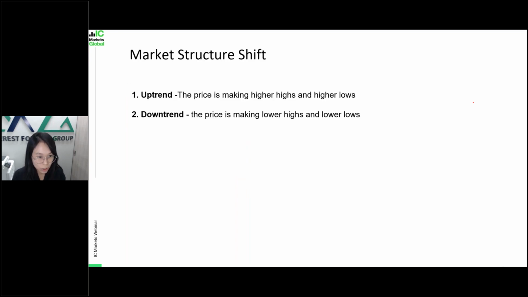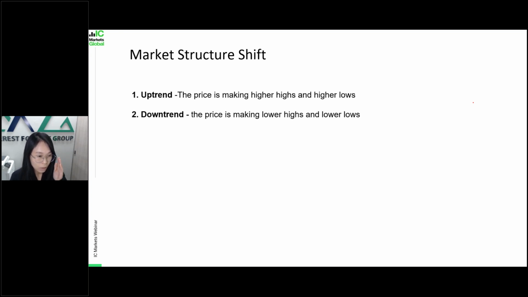Market structure shift, which is a change of trend. In short, it is represented by a level on the chart where the previous trend is broken. If the price is in an uptrend, a market structure shift is where a lower low is made. If the price is in a downtrend, it is where a higher high is made. In both cases, the market structure shift tends to occur on the heels of a displacement.